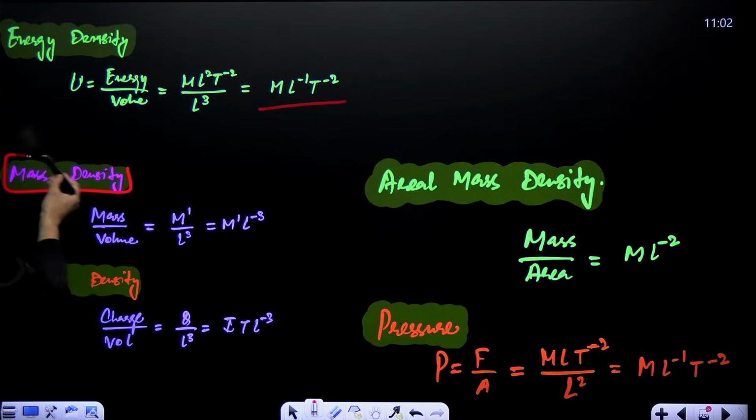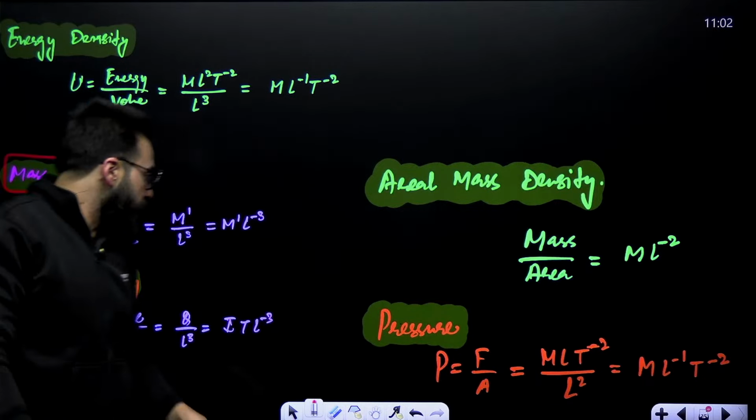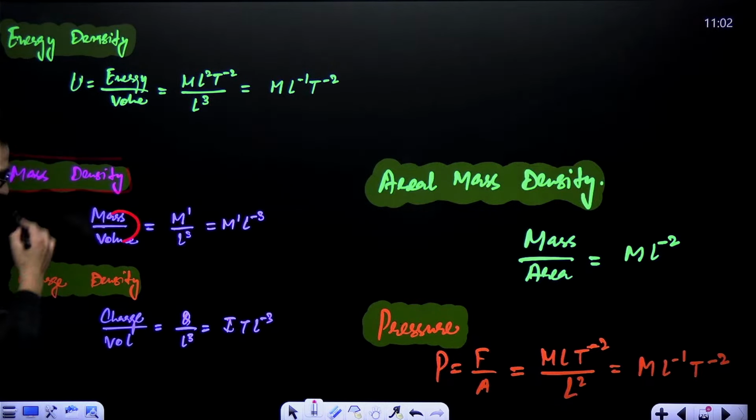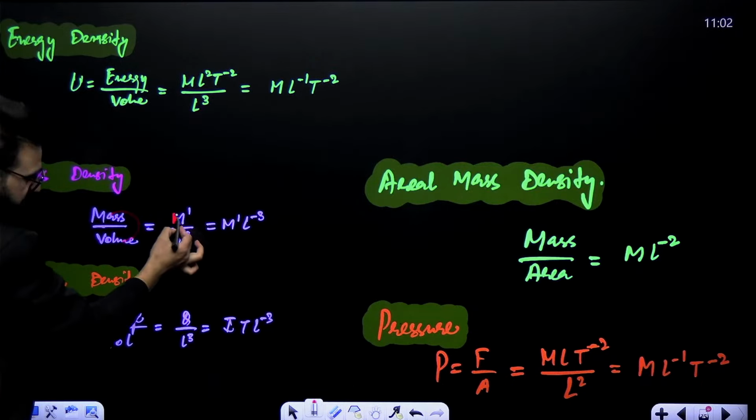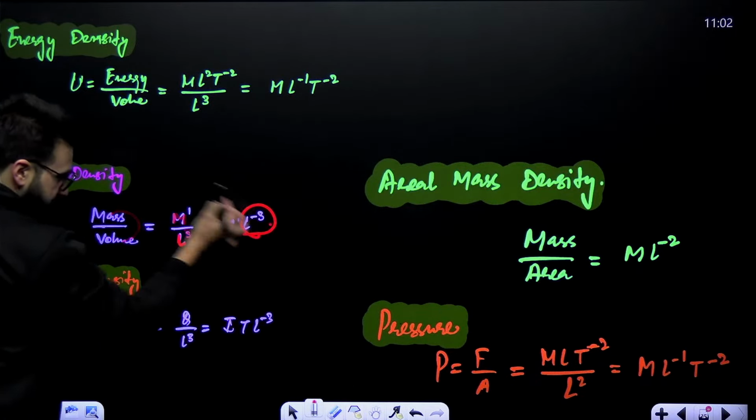Similarly, you have mass density. Whenever you see density, it is mass per unit volume. So we can say mass by volume. For mass, it will be M. For volume, it is L cube. So M¹L⁻³.